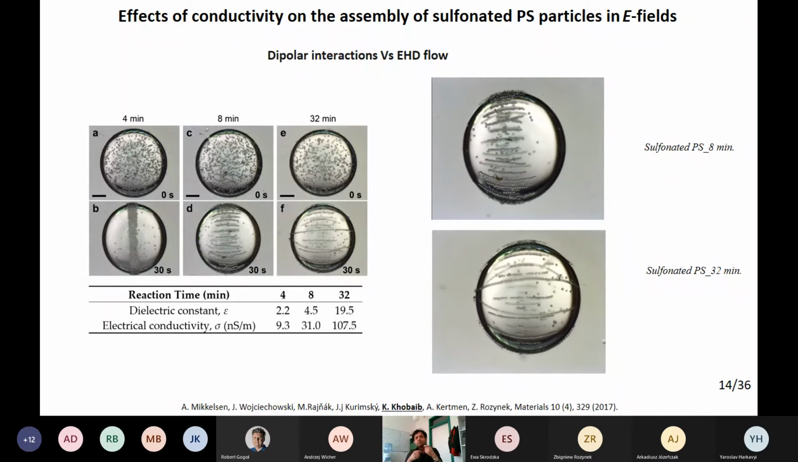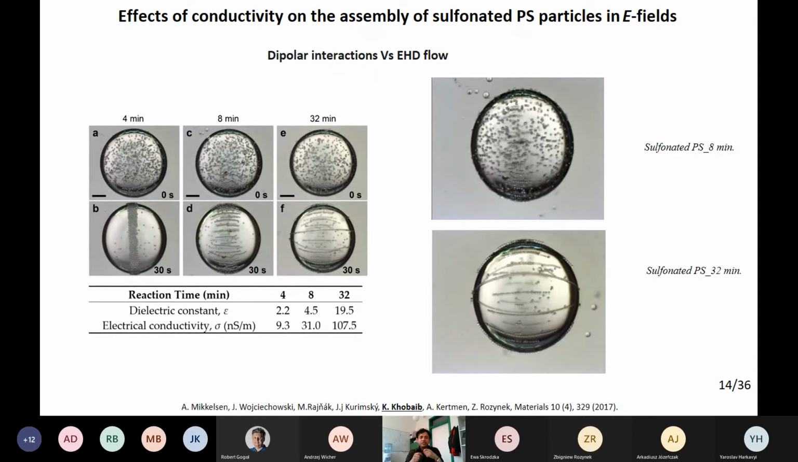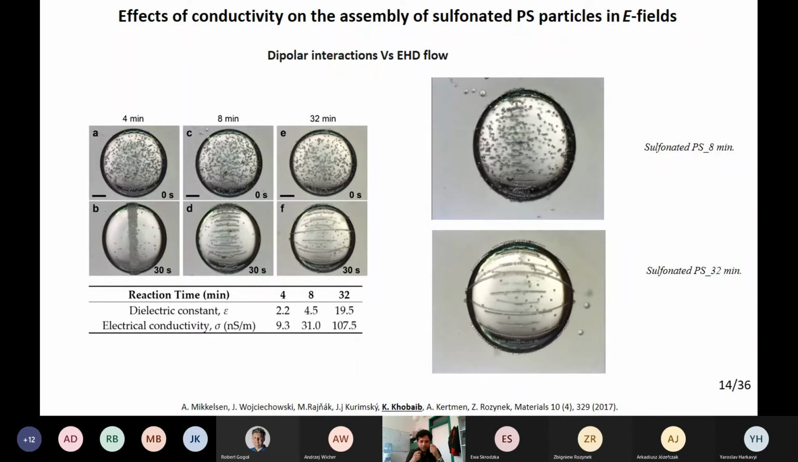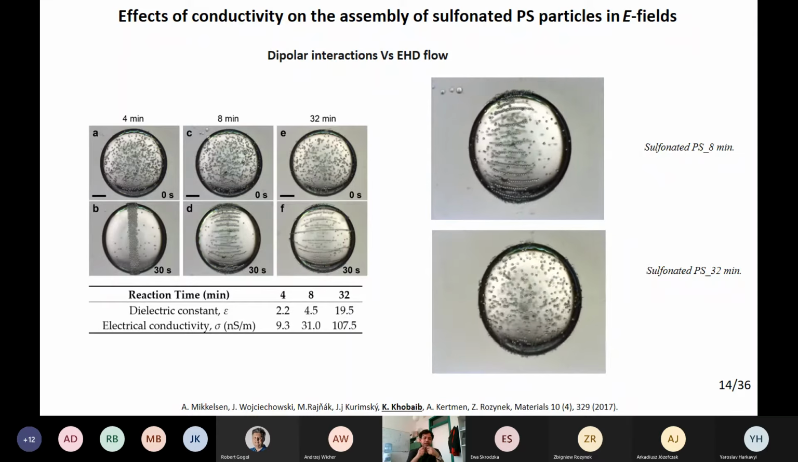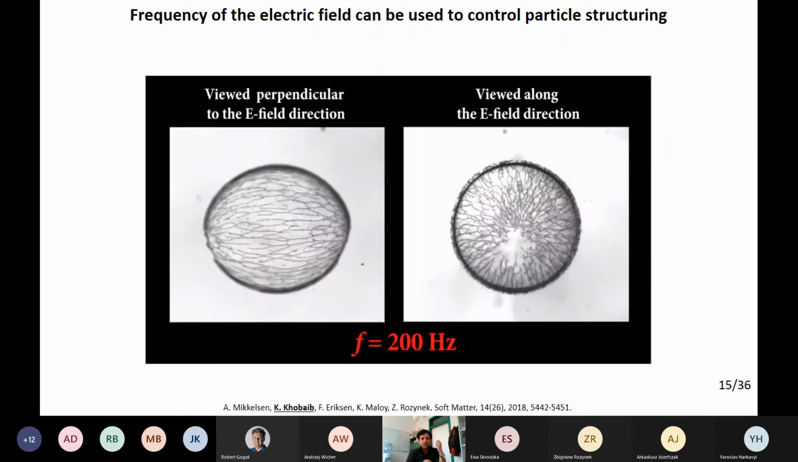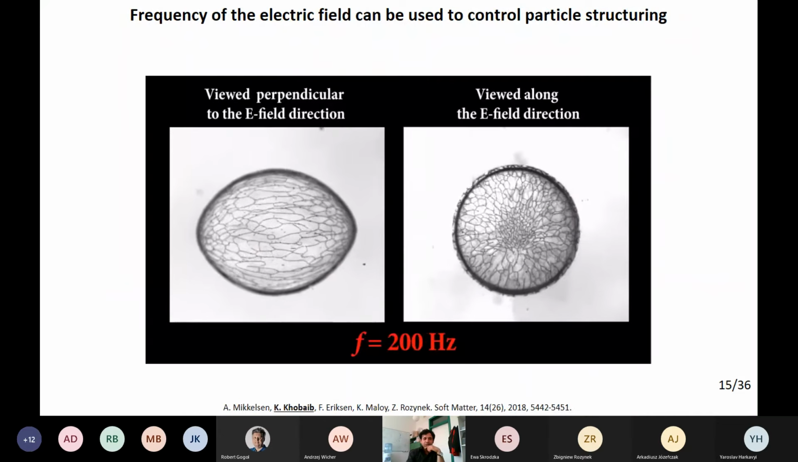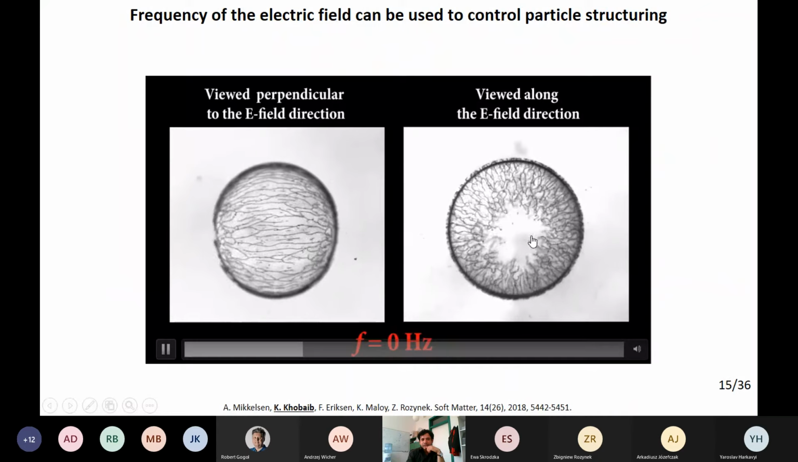Now, if we don't want to change the electrical property, what other parameter can we use to change the particle structuring? There is another parameter, which is the frequency. If we vary the frequency, we can also structure the particles. Here we use the conductive particle. This is the perpendicular view, and this is the parallel view to the direction of the electric field.